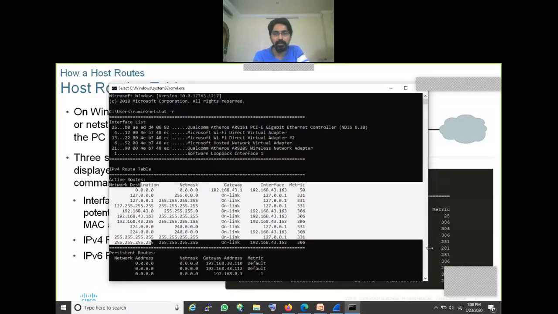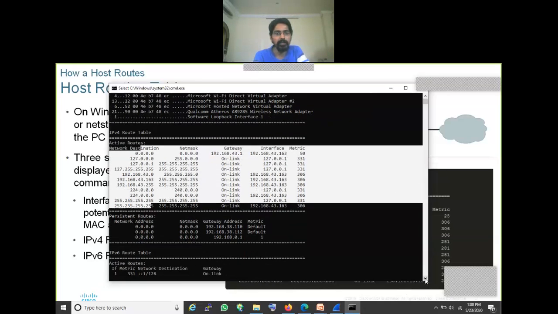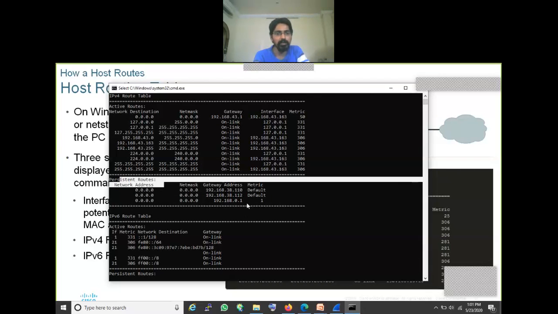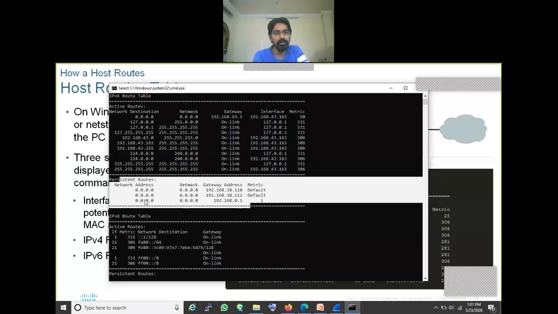Next, persistent routes. So these are the default persistent routes. The network address is 0.0.0.0. All the bits are zeros. What does it mean? You can say that it's a multicast. Unicast means we'll have the destination IP address. Next, multicast means we have some other address. Broadcast means all the bits are high, right?